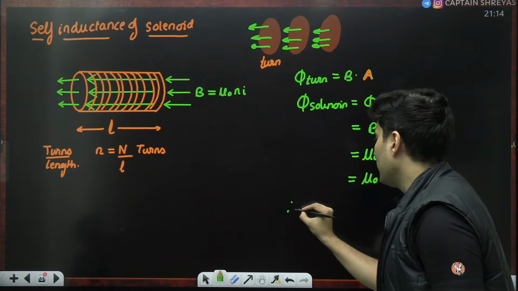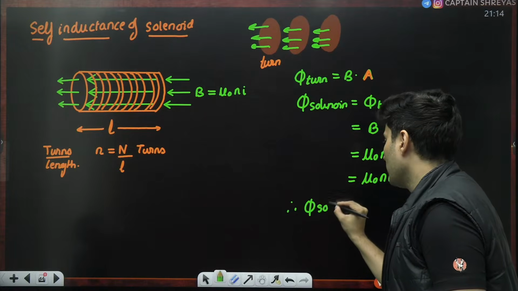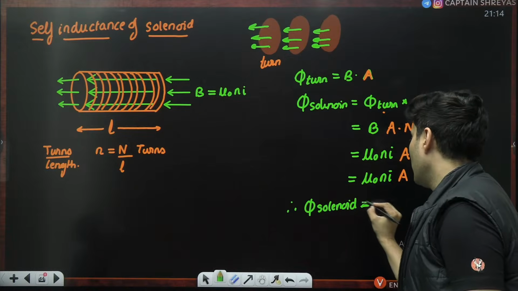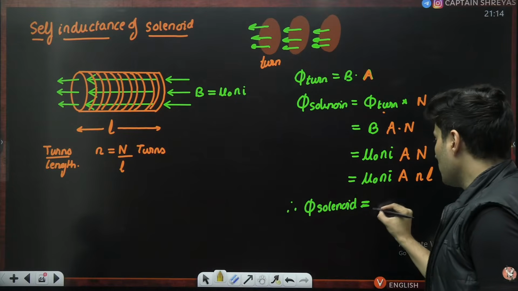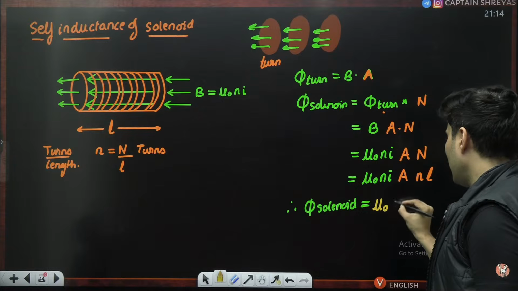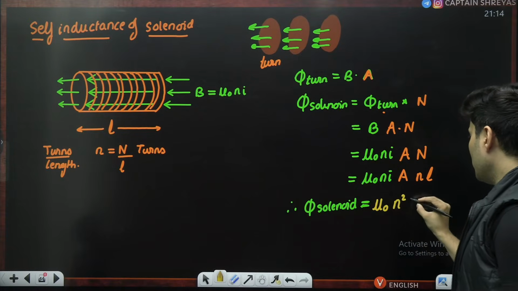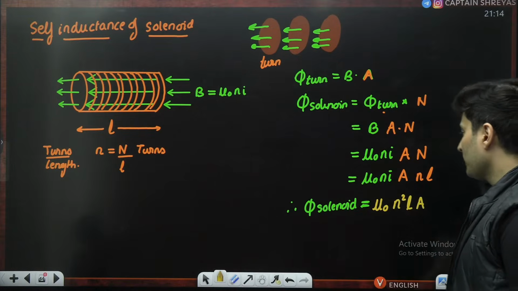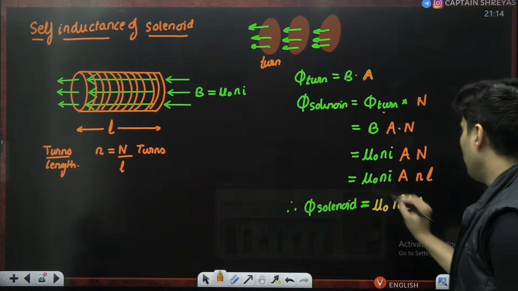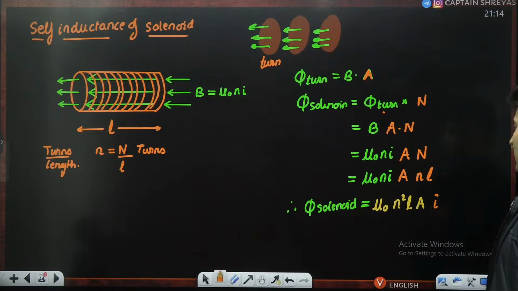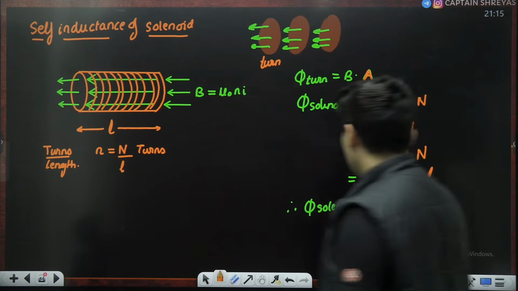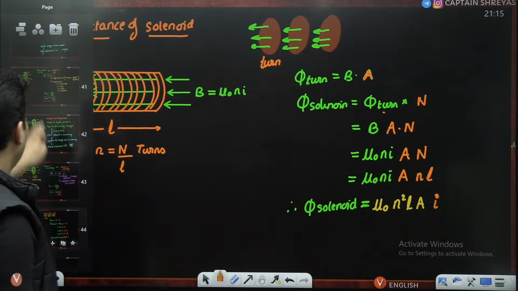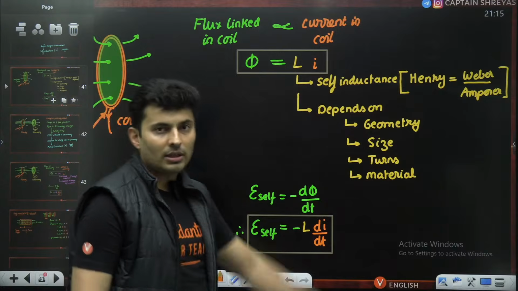So the total flux through the solenoid, just check this out, is going to be equal to mu naught n square into L into the area, and then multiplied by the current. Check this out, flux is proportional to the current.